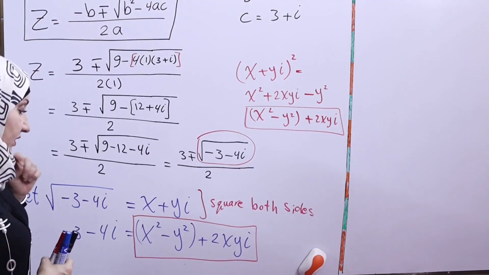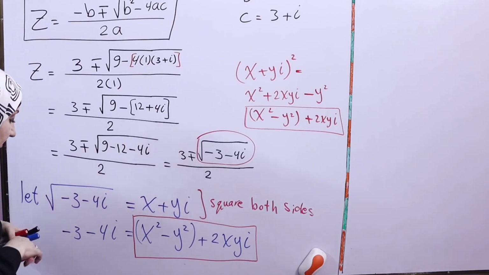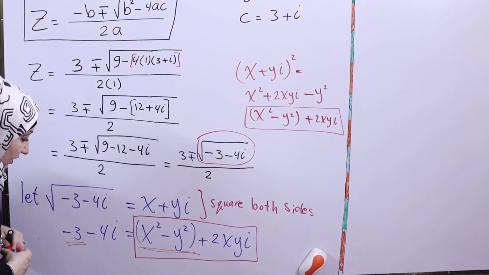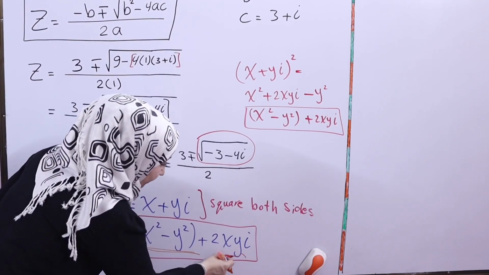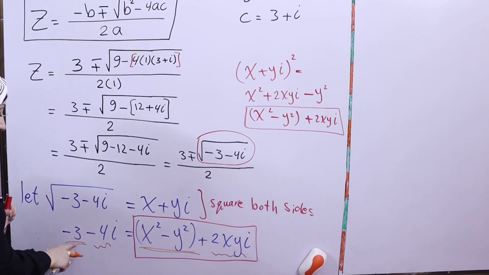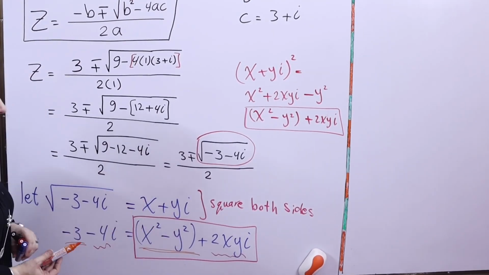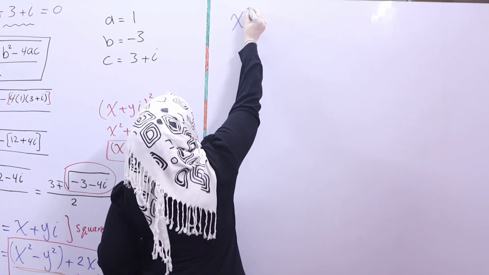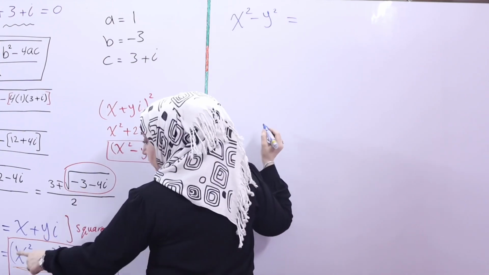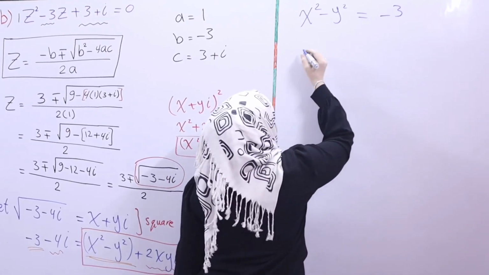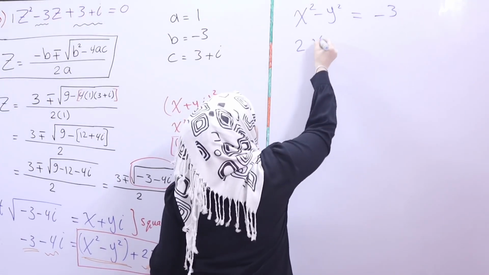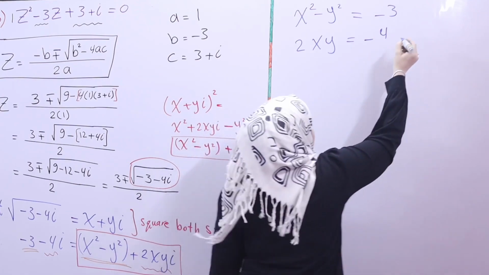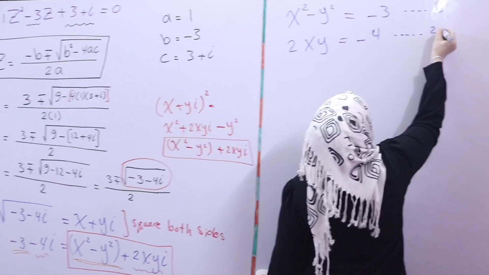Now we will use the properties of equality of two complex numbers, which says that the real part equals the real part and the imaginary part equals the imaginary part. راح نستخدم خواص تساوي الأعداد المركبة حتى نحصل على معادلتين بمتغيرين. So the real part equals the real part, which is negative 3, and the imaginary part, 2xy, equals the imaginary part, which is negative 4. We call this the first equation and this the second equation.